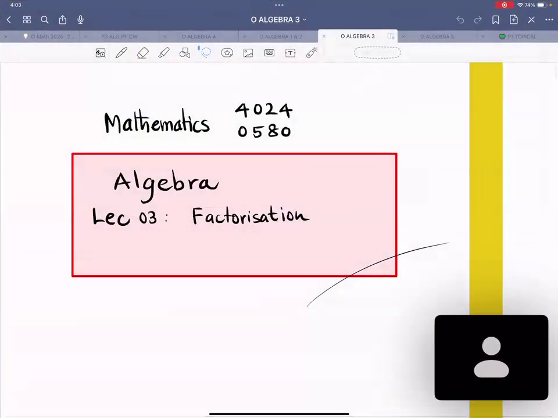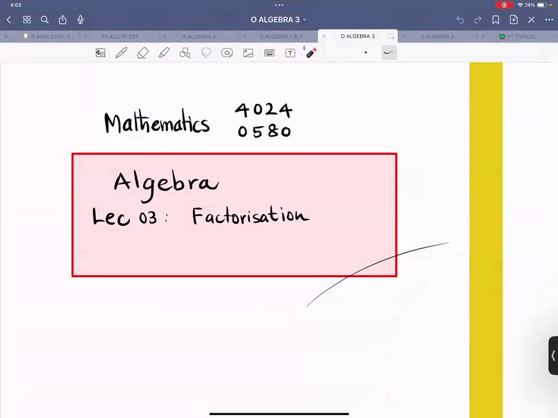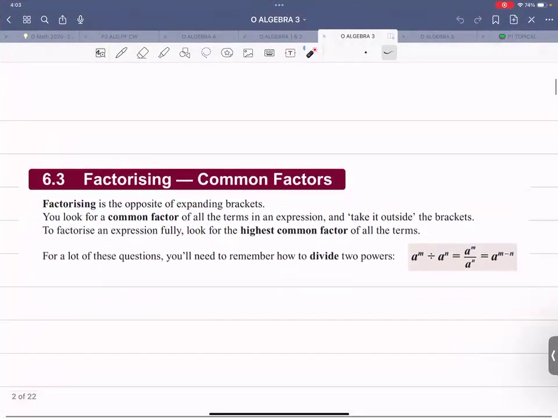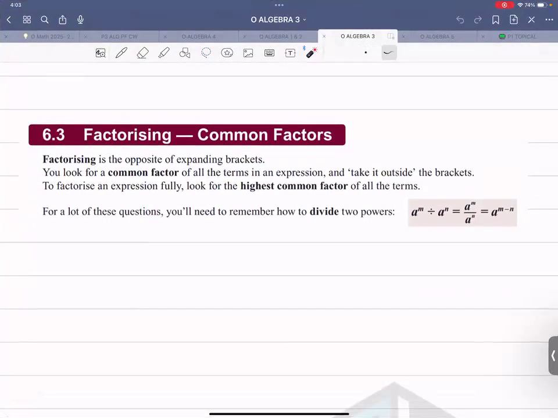So we are starting with algebra, and this is lecture number 3. And now we are talking about factorization, the heart and soul of mathematics, the heart and soul of algebra. Now, what does factorization actually mean? Factorization means taking common. As much as you can take common, that is factorization.